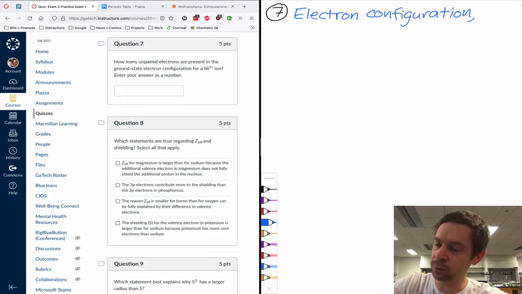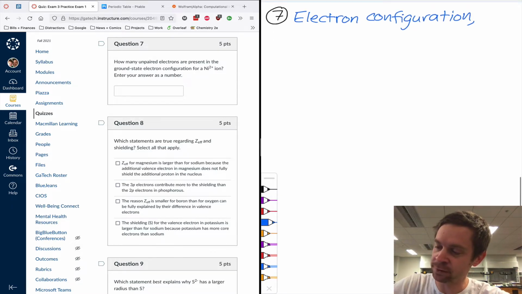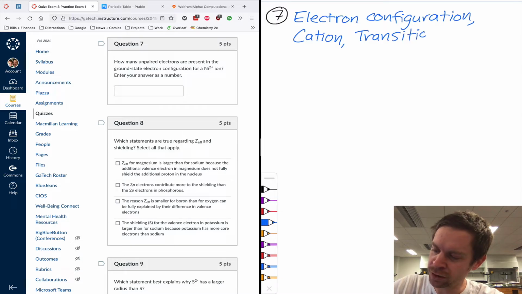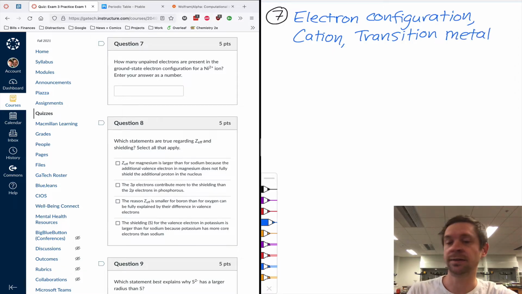First of all, we're dealing with a cation, and that is definitely worth noting here. And second of all, we're dealing with a transition metal, and that's also worth noting as we're going to be in the D subshell, and that's going to create some interesting conceptual issues with the electron configuration. So how do we proceed here?